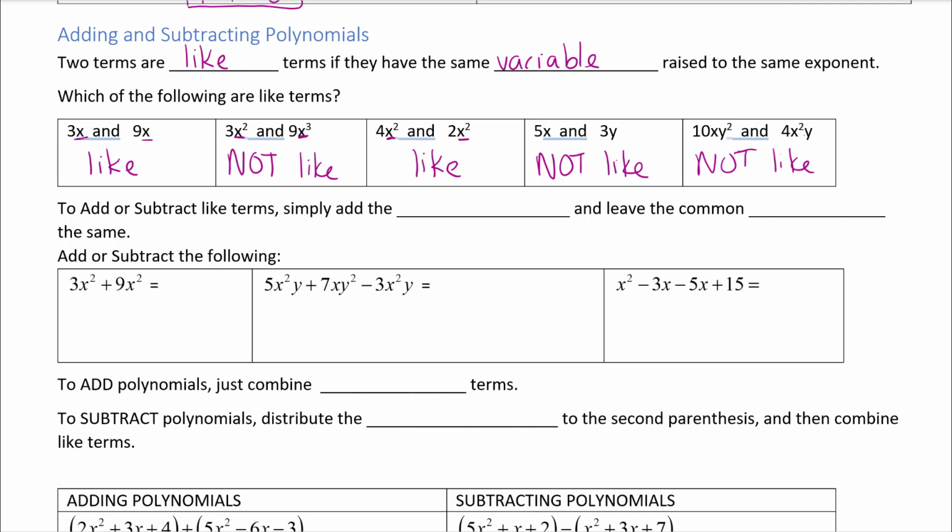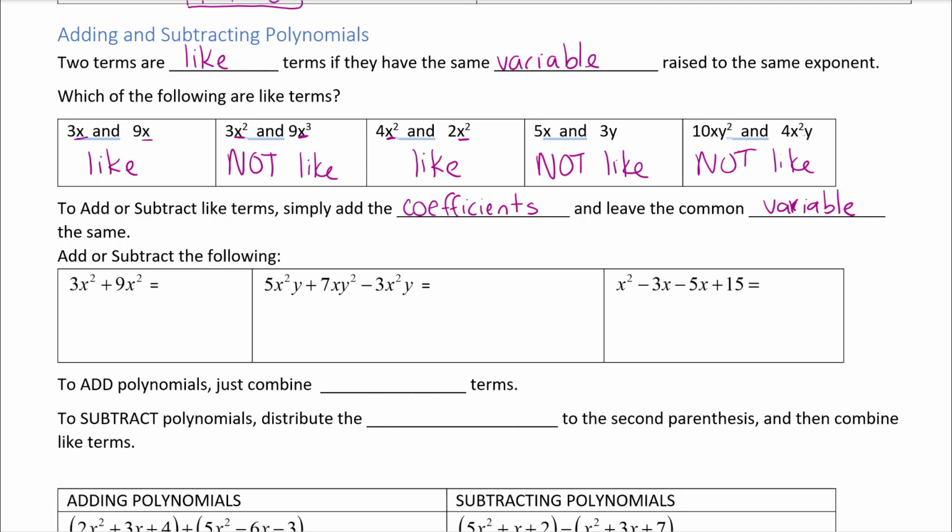Now when you're adding or subtracting like terms, all you need to do is simply add the coefficients. The coefficients is just a really big word for the numbers in front of the variable. So add the coefficients and leave the common variable the same. Remember, they have to be like terms already, so they have to have a common variable. So just leave that variable the same.